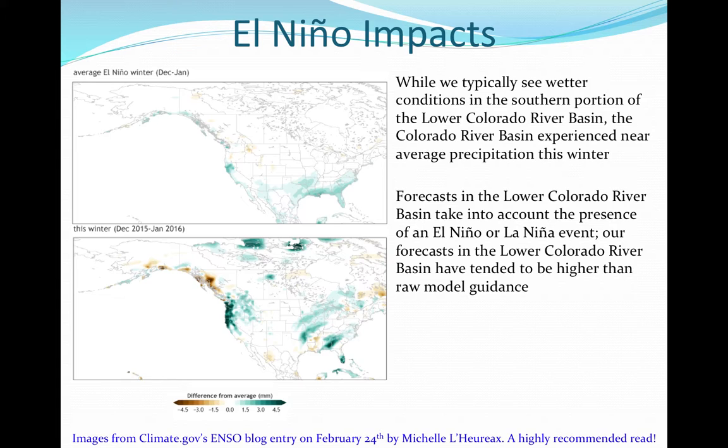This is a plot showing an average ENSO event. You can see we tend to expect more precip in the lower Colorado River Basin, mostly in southern Arizona. Things tend to be drier in the Pacific Northwest. But with this particular El Nino event, we've seen very wet conditions in the Pacific Northwest, and throughout the CBRFC region, not only the lower Colorado River Basin, basically average precip conditions for the year.